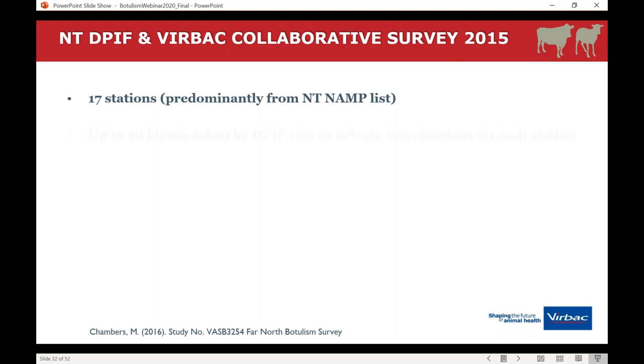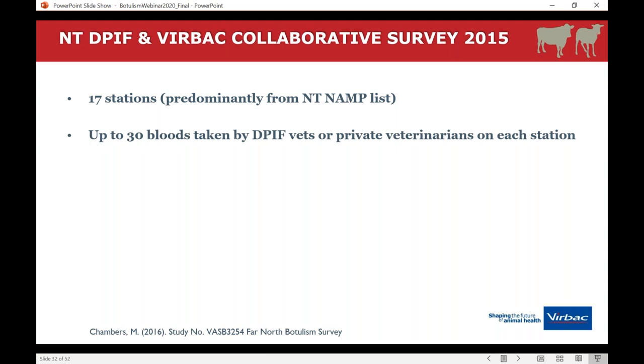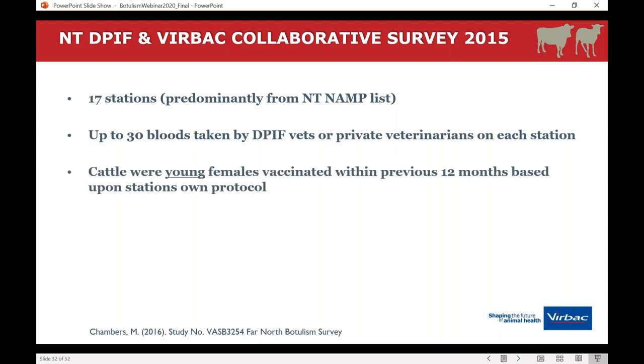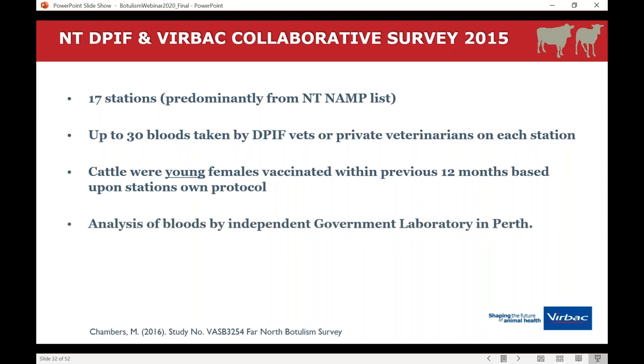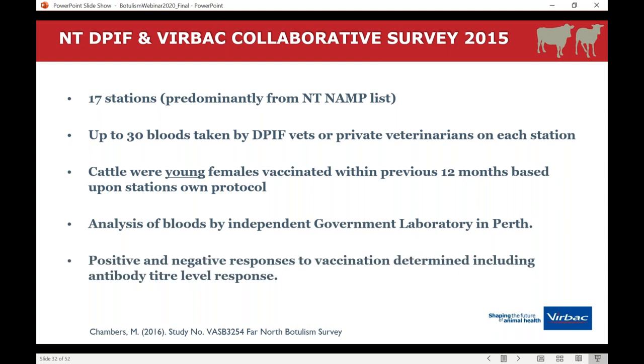And that's what we did on 17 stations. We took 30 bloods, and all of these bloods came from young females that had been given a botulism vaccine within the previous 12 months. It was based on whatever protocol the station had been using. And what's important is we didn't give the vaccines, we just took the bloods and we're just finding out, we call that a survey, how protected are these cattle? They've been vaccinated once or twice in their lives. Probably actually only once in all cases. And then those bloods were sent off to that laboratory in Western Australia to check their results.